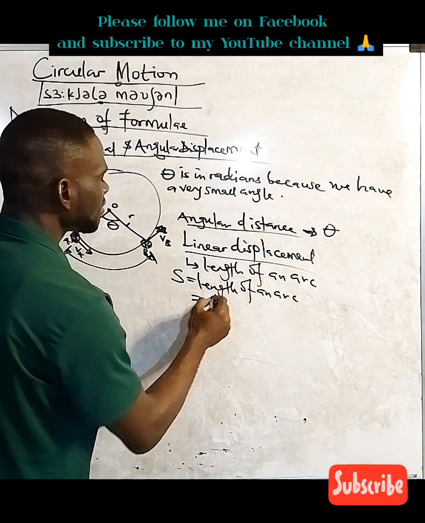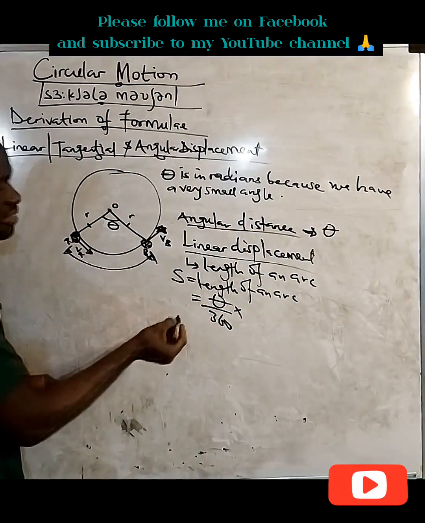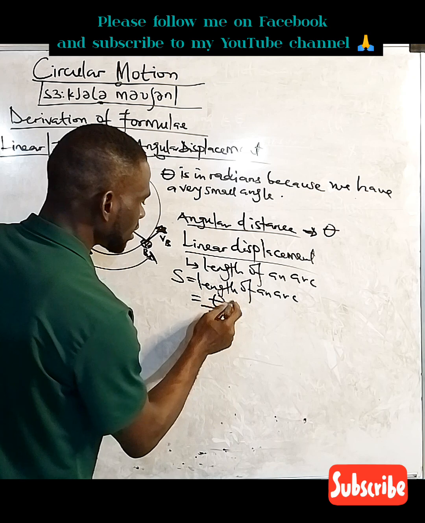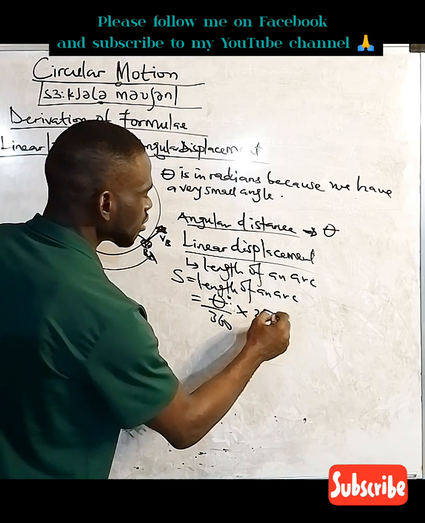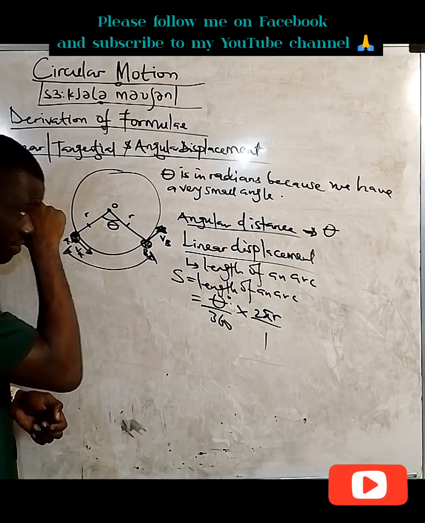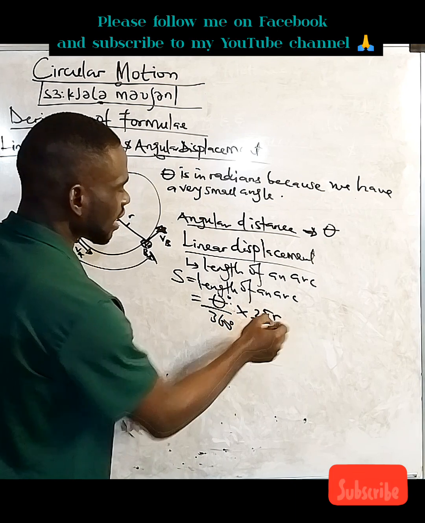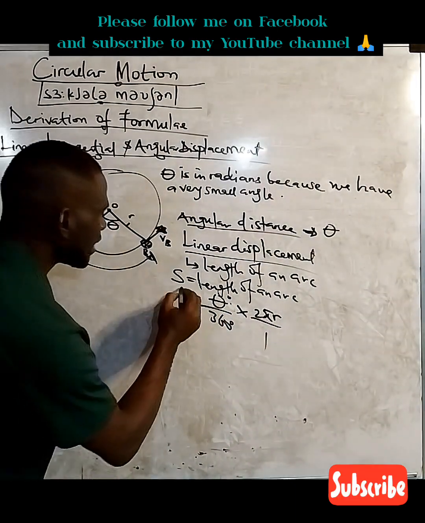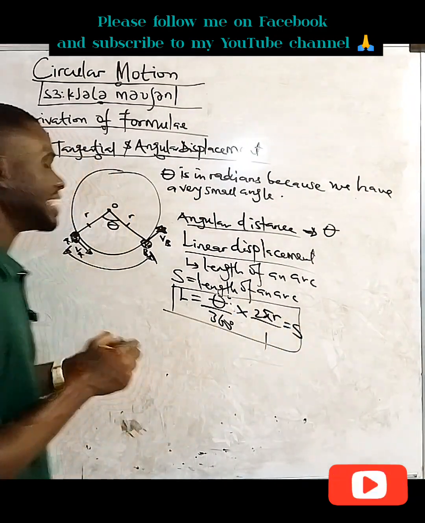the question is, what's the formula for the length of an arc? Length of an arc is simply theta over 360. That's a portion, a small portion. This theta is in degrees. Let me just write that. Theta in degrees over 360 times the circumference of the circle, because this is a part of the circumference of the circle, not the whole circumference. So theta in degrees over 360 degrees times 2 pi r. So this is the formula for the length of an arc, which is the same thing as the linear distance.